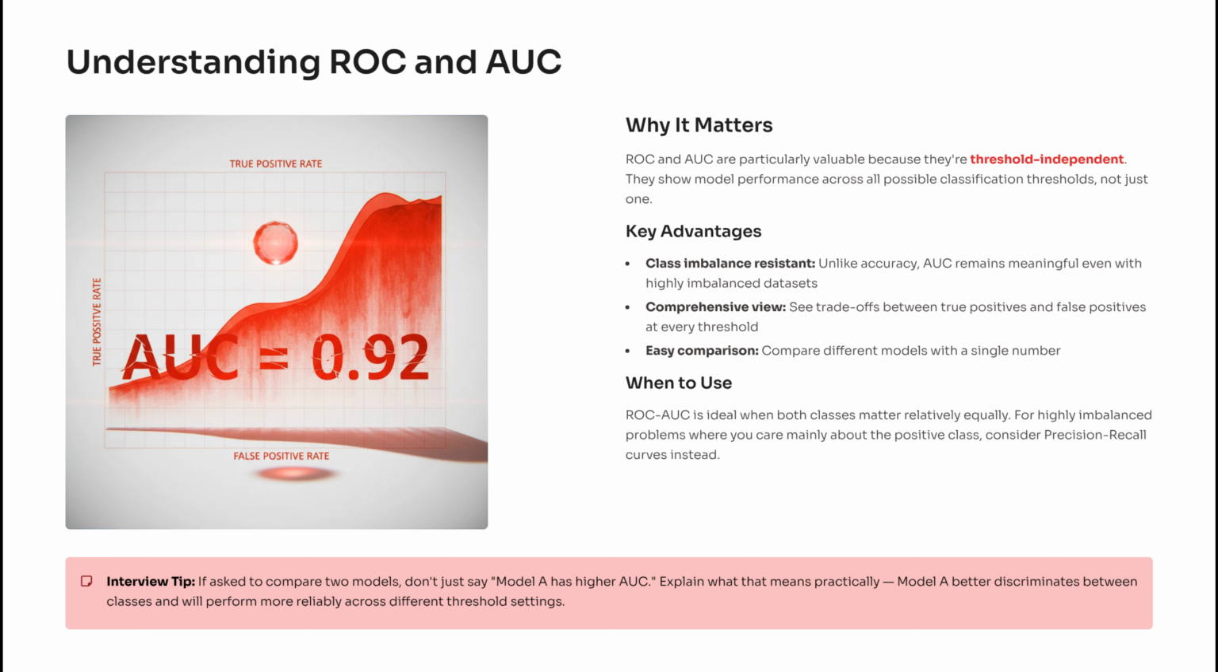Now, here's what a great candidate says in an interview. If Model A has an AUC of 0.92 and Model B has 0.86, it means Model A is better at ranking positives higher than negatives across thresholds. It's not just about one score. It tells me Model A will perform more reliably, even if I adjust my decision threshold later. That's a thoughtful, real-world answer. It shows you're not just quoting metrics, you understand why they matter for model reliability.